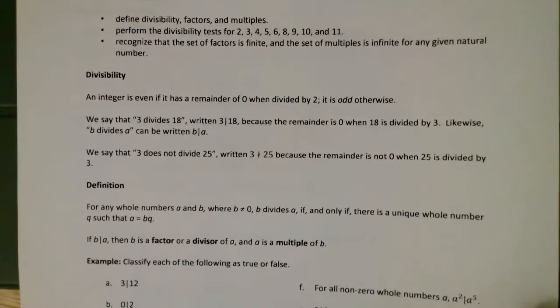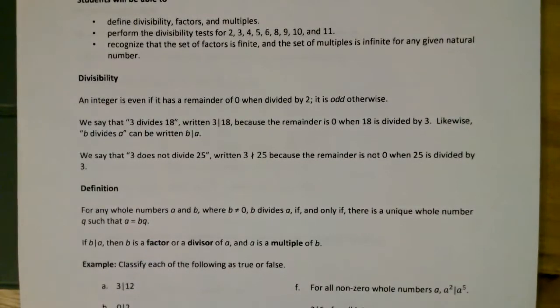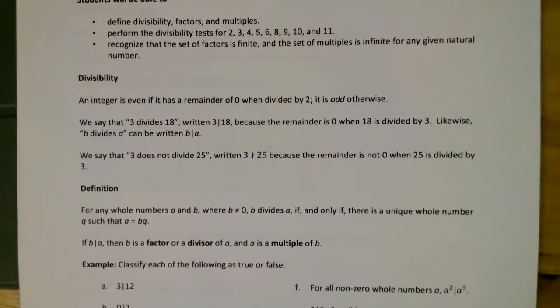Okay. Now let's talk about or define divisibility. We'll talk about divisibility, but we need to also define it as well. An integer is even if it has a remainder of 0 when divided by 2. Otherwise, that integer is going to be odd.